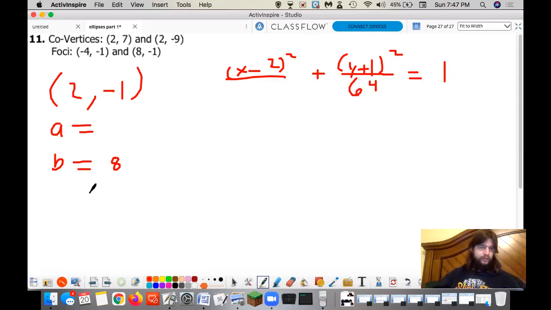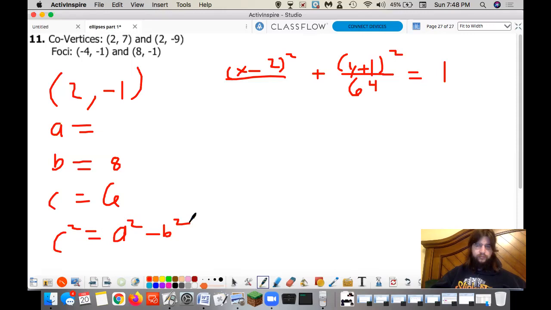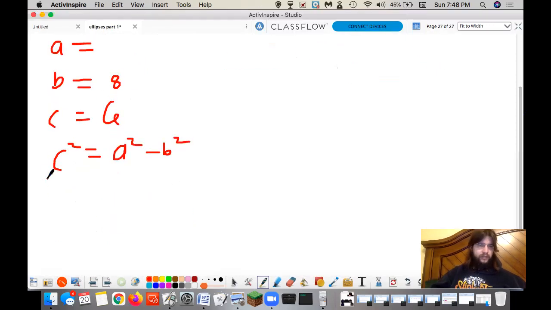I guess 3, 4, 5 times 2. Let's see. So to get here, it's 6. Yeah, so A is going to be 10. They made them all too nice. I don't like that. So you can do the formula, or you can just know your Pythagorean triples. 36 is equal to A squared minus 64. 100 is A squared. A is 10.